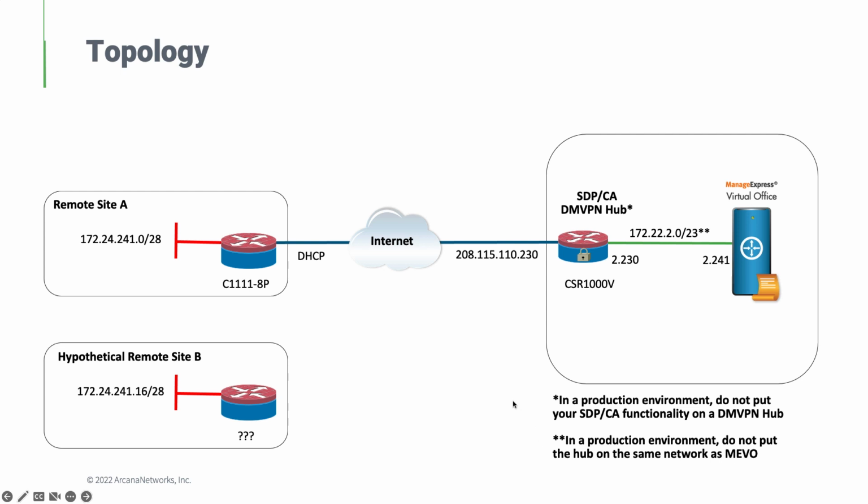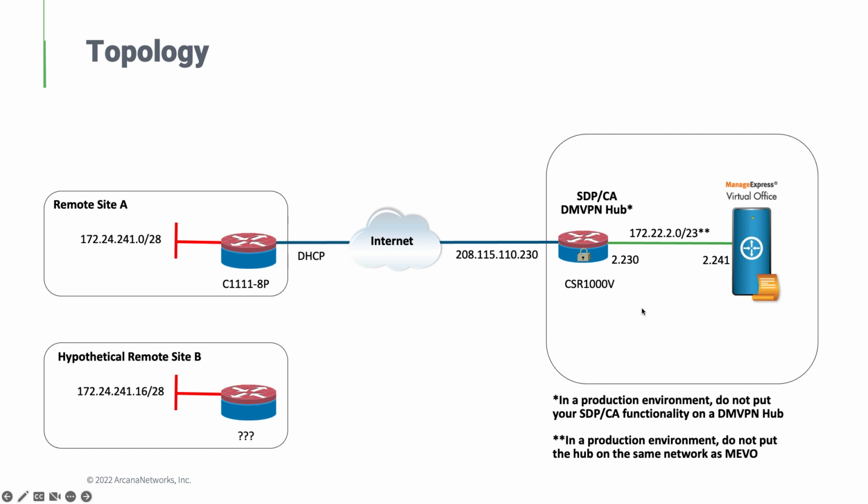Our environment is going to be using only two routers. We'll use the physical 1111 on my desk as the spoke router, and then I have a virtual CSR 1000V router that's going to double as our STPCA and our DMVPN hub. In a production environment, you're not going to want to do this. You're going to want to have those functionalities on different devices.